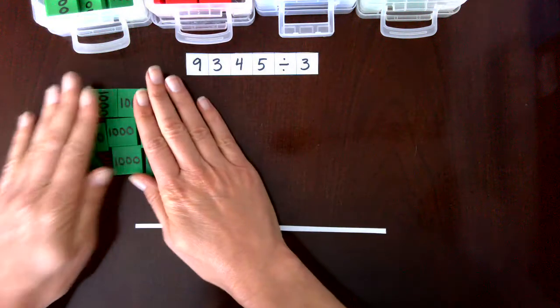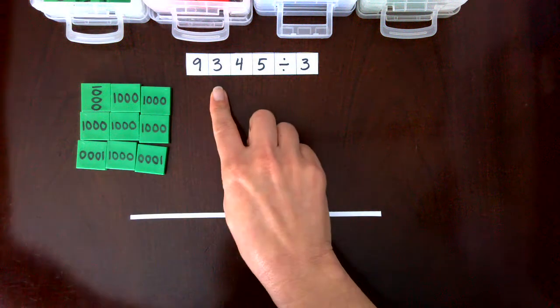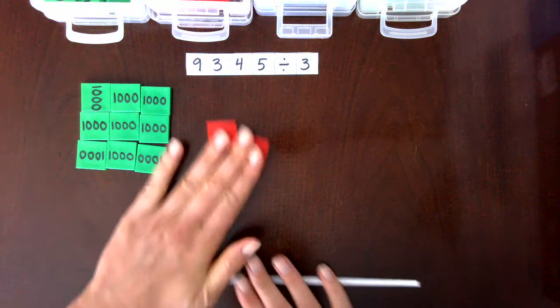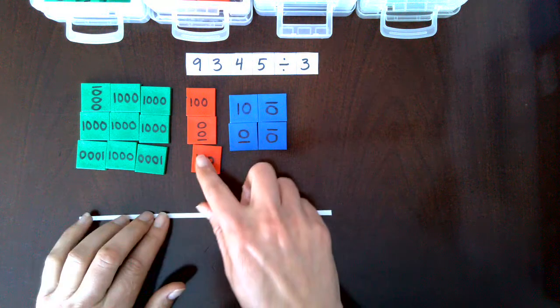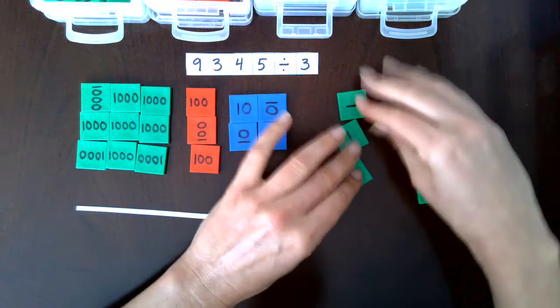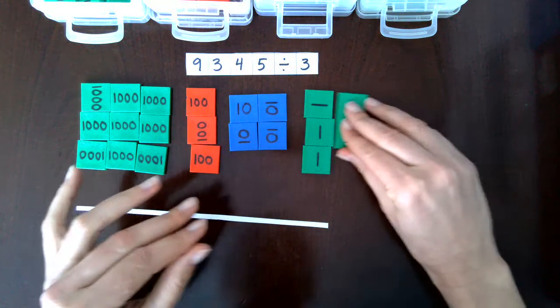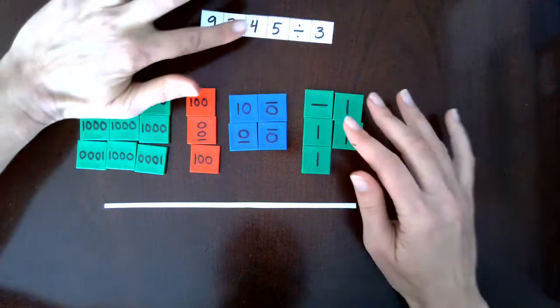Okay, so 9,000s. Bring that over. Three hundreds. Four tens. And 5 ones. Okay, let's move this up a little bit.